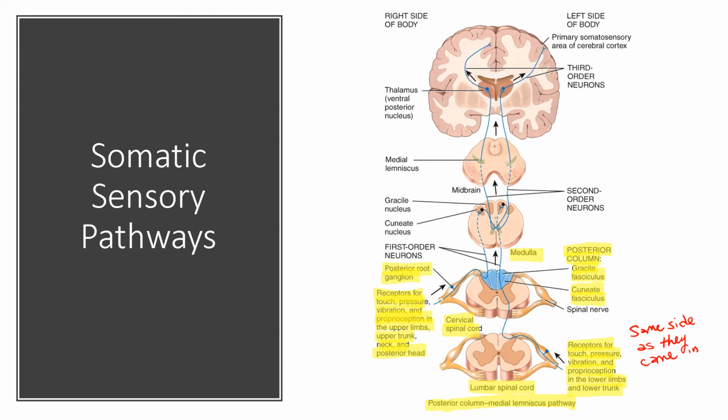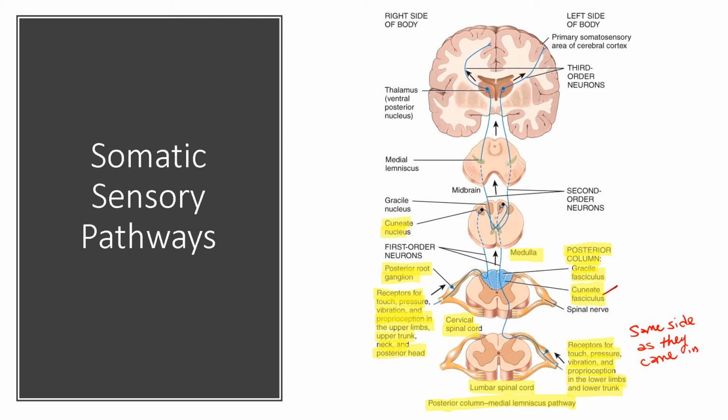Now the axons synapse with dendrites of second-order neurons whose cell bodies are located in the gracile nucleus or the cuneate nucleus of the medulla. Now the difference between the parts of the posterior column is this. The upper limbs, upper trunk, neck, and posterior head are going to go through the cuneate fasciculus and synapse in the cuneate nucleus.